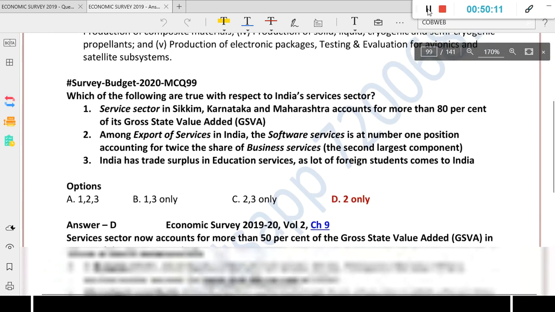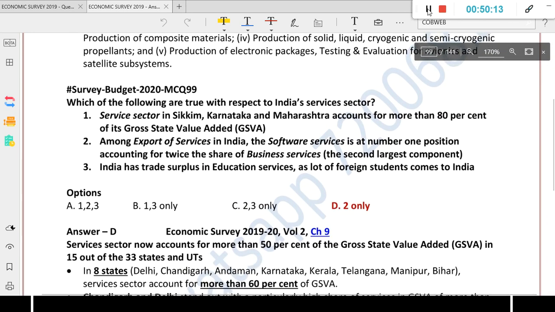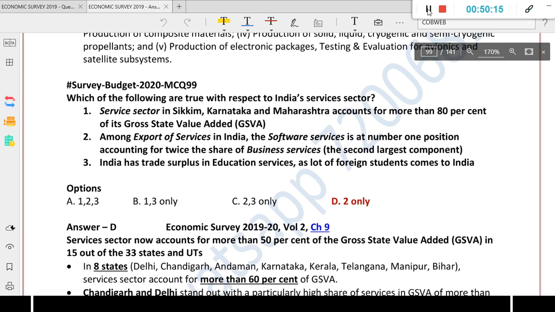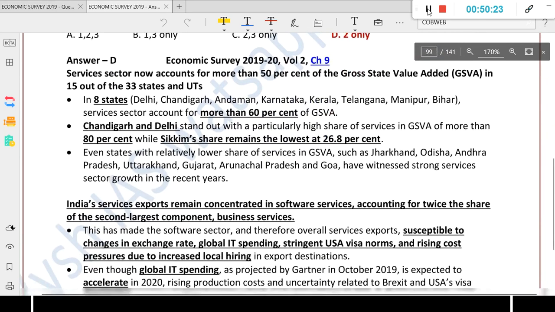Okay, see here, question number 99, service sector: the business service, software service, education service. All 3 I put in one question. So when I give you the solution, obviously I have to explain all 3. That is why the solution looks a little lengthy, but every solution I have highlighted in bold and underlined. These are the points which can be asked for prelims. Whatever is highlighted, whatever is not highlighted, together is the mains answer for you.